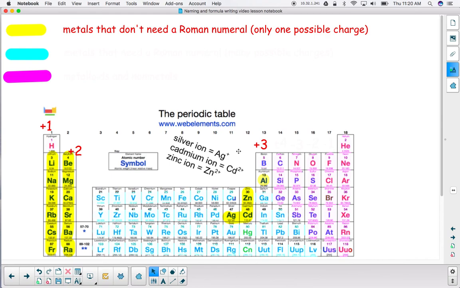Because they don't have variable charges, they don't need a Roman numeral to tell us a charge. The next group of elements I want you to color are the metals that need a Roman numeral. The metals that need a Roman numeral are our transition metal ions, and they need a Roman numeral because they can have many possible charges.